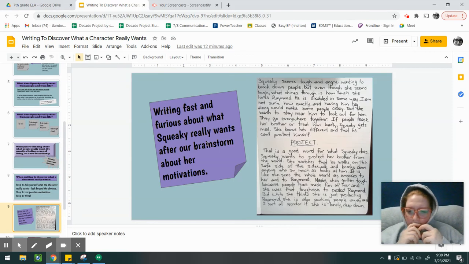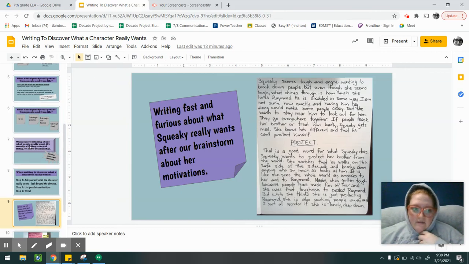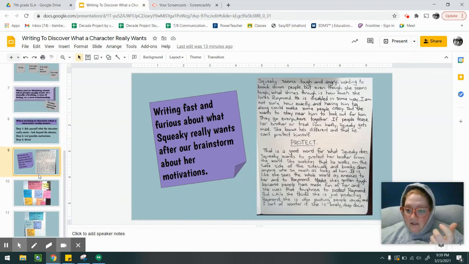She watches that he walks on the safe side of the sidewalk and knocks down anyone who so much as looks at him. It's like she sees the whole world as enemies to her and to Raymond. Maybe she's gotten tough because people have made fun of her, and she uses that toughness to protect Raymond. But while she thinks she's just protecting Raymond, she's also pushing people away, and I sort of wonder if she's lonely deep down. Okay, so that's some thoughts there about what writing long might look like.